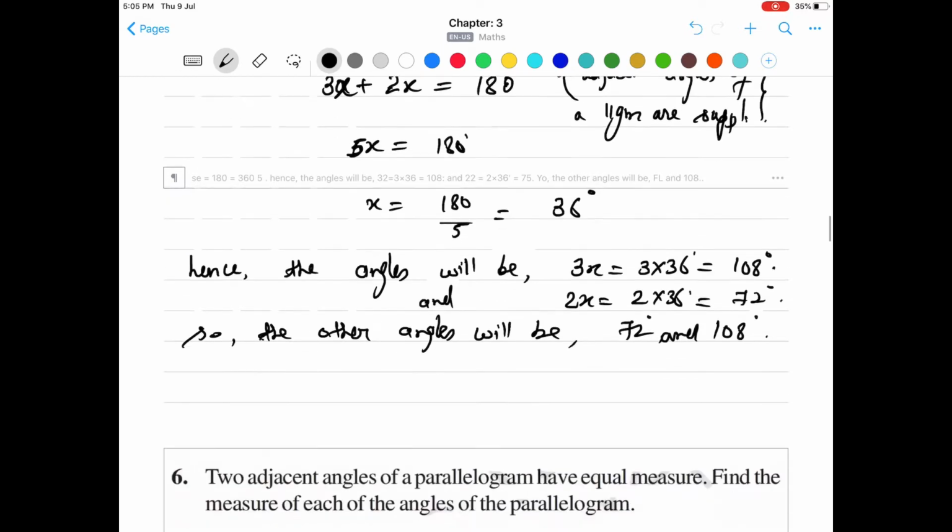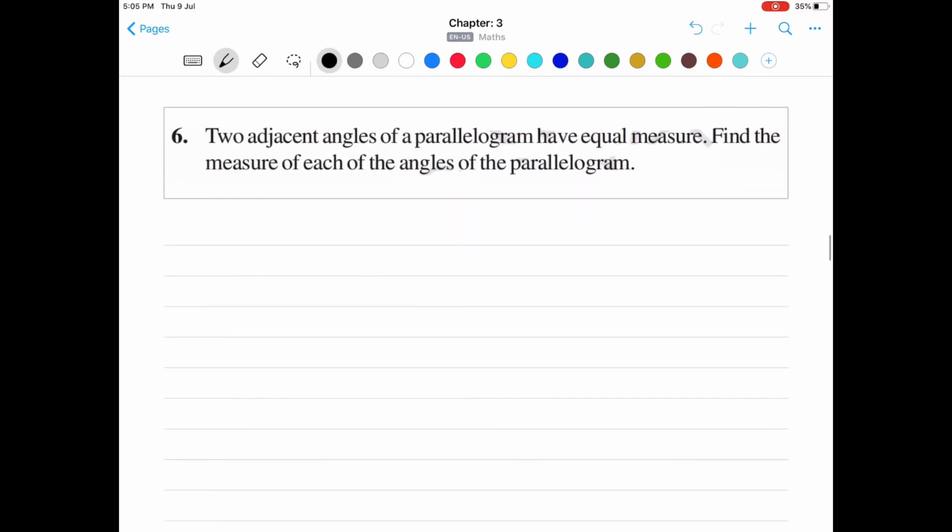Okay, now moving to the next question, question number 6, which says two adjacent angles of a parallelogram have equal measure. We have to find the measure of each of the angles of the parallelogram. We know from the properties of a parallelogram that the adjacent angles of a parallelogram are supplementary. That means their sum is 180 degrees and they are of equal measure. Okay, so it's all right. Answer number 6.